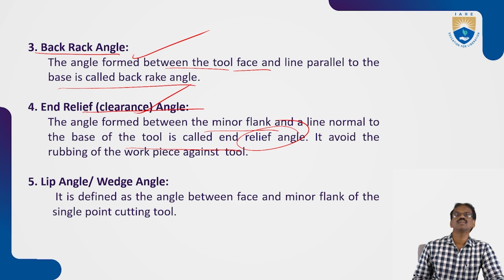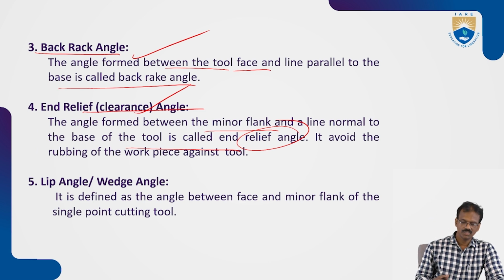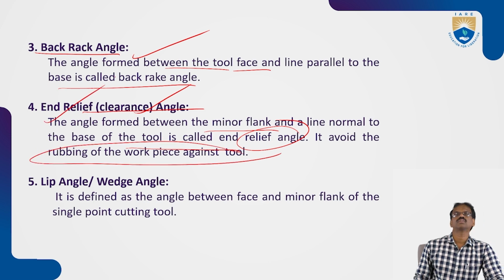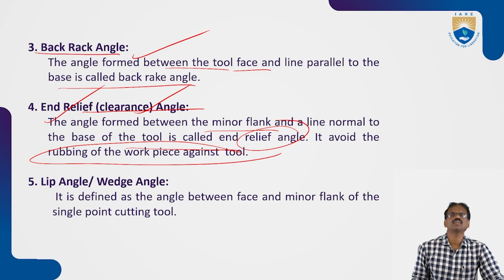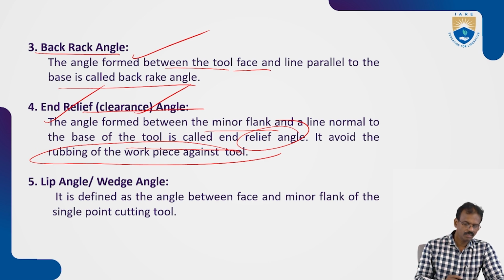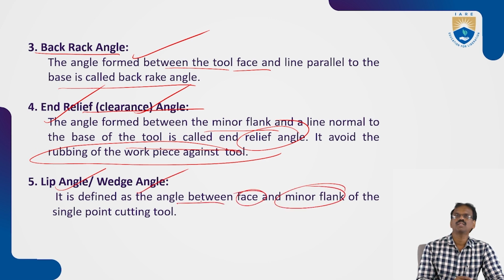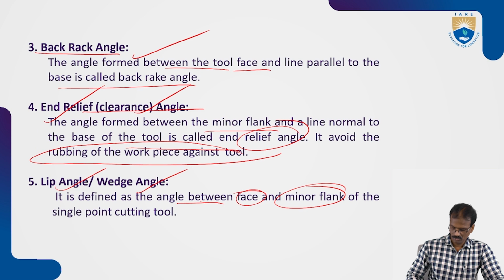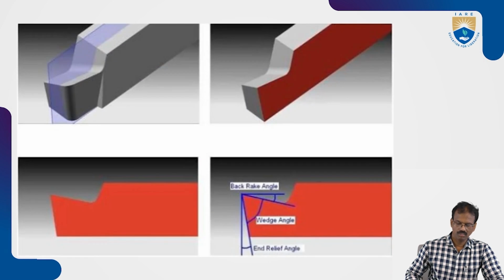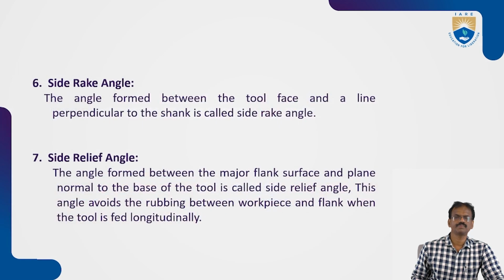It avoids the rubbing of the workpiece against the tool. So there is a very important function of this angle. We'll see the importance of different angles in machining also. Next, the lip angle, or wedge angle, is defined as the angle between the face and the minor flank of the single point cutting tool. If you see from the front view, this is the back rake angle. This one is the clearance angle. Next, the side rake angle.